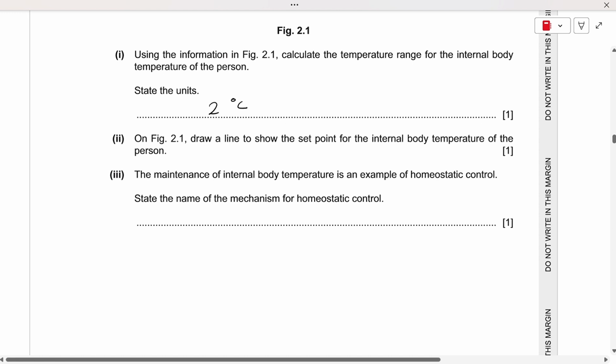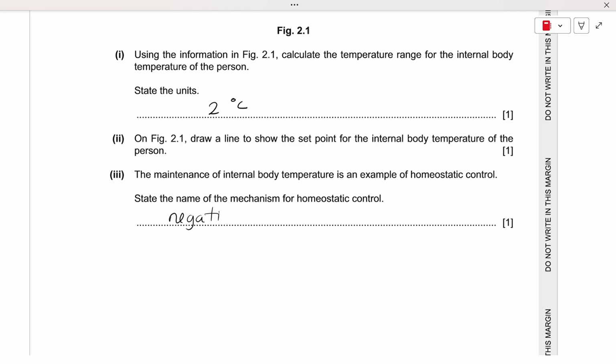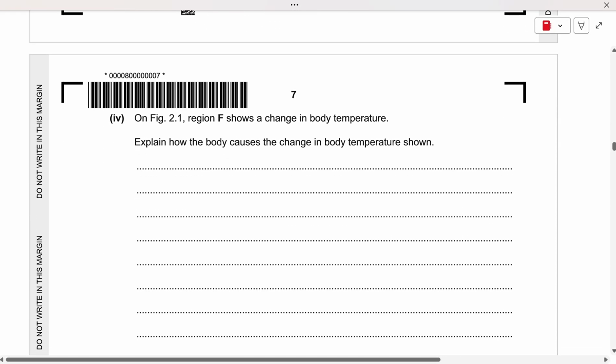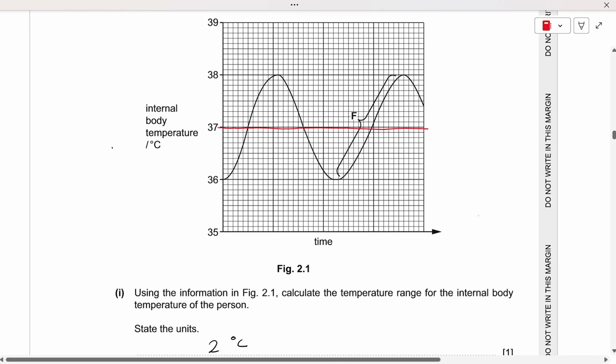Homeostasis is usually controlled by a process known as negative feedback, whereby a change acts as a stimulus for a reverse change. So we'll state here negative feedback. Next, on figure 2.1, region F shows change in body temperature. Explain how the body causes the change in body temperature shown. Okay, that's region F.